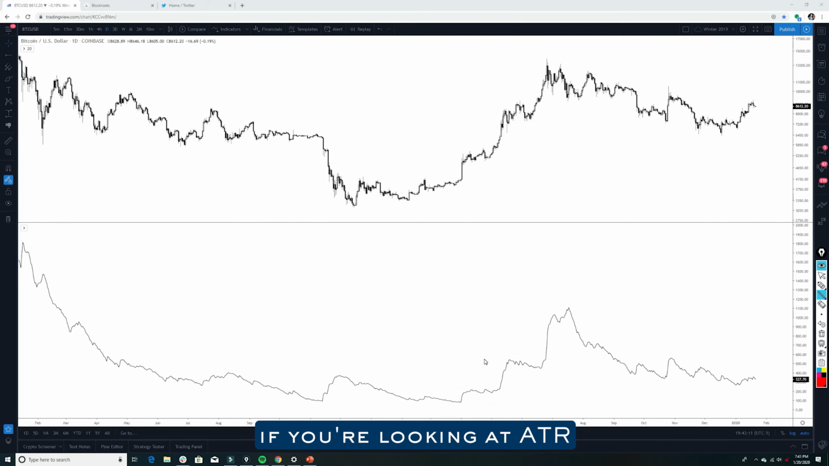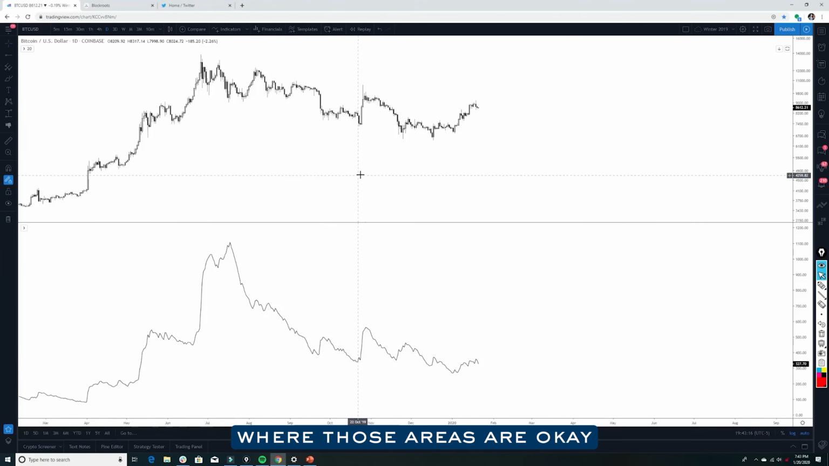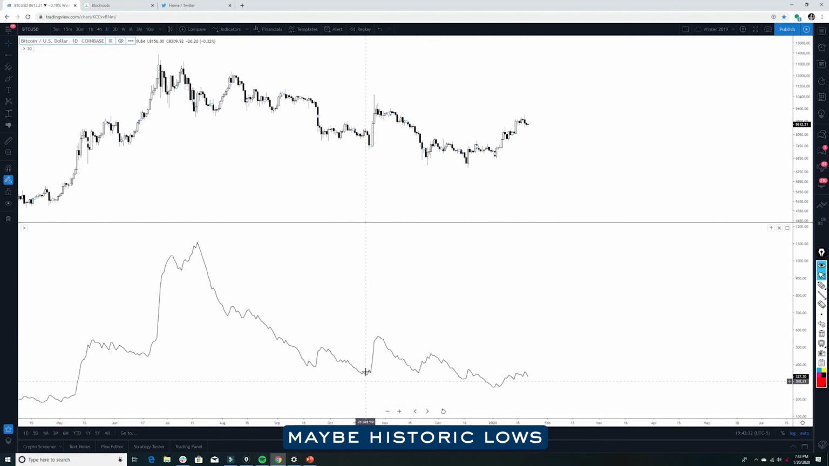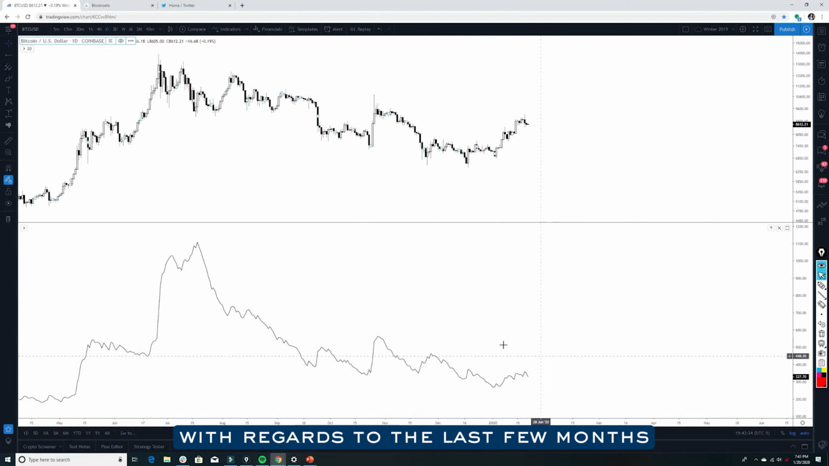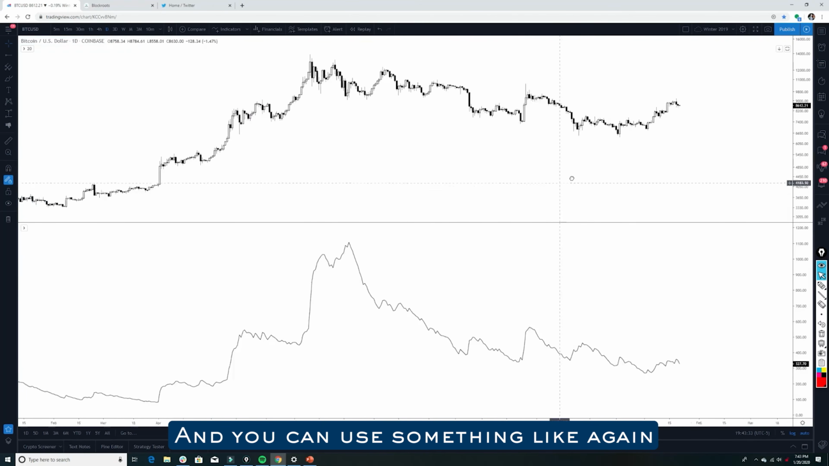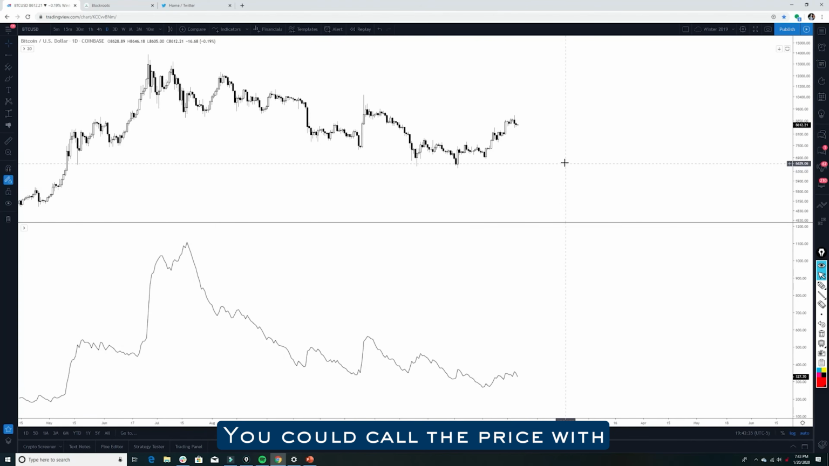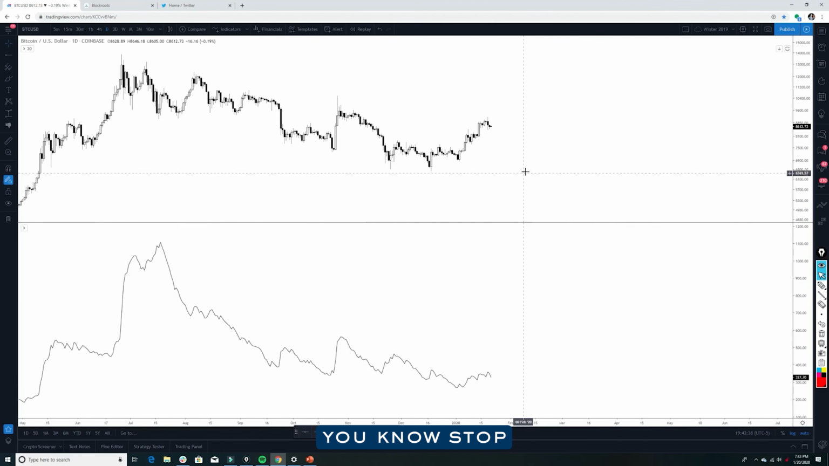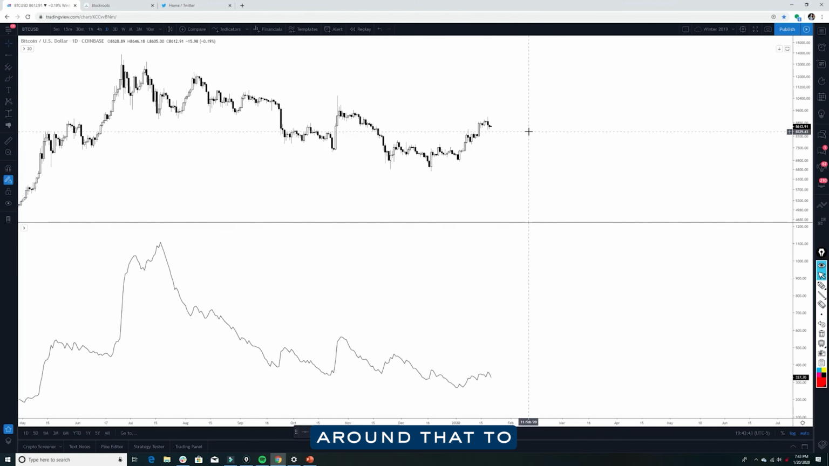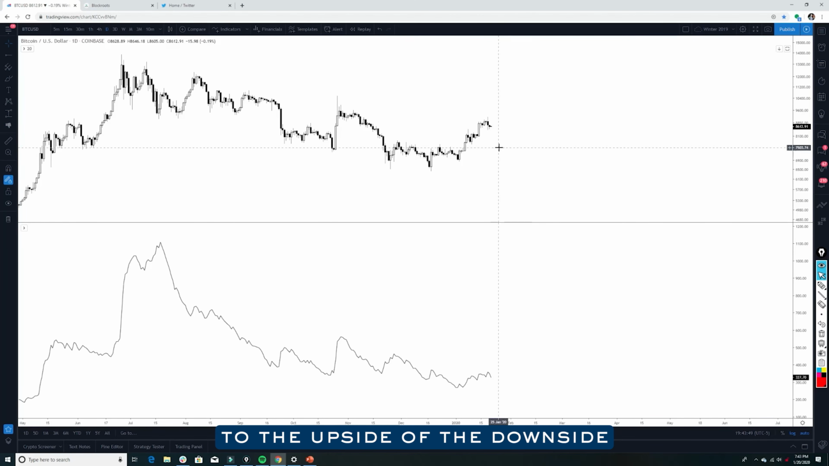So if you're looking at ATR, what you can do is have that edge in identifying where those areas are. And if we've been respecting them previously within the trend, maybe historic lows or more recent lows with regards to the last few months, we could be gearing up for a point where we're setting up for some type of expansive move. And you can use an options play, or you could collar price with stop market orders to buy and sell, and maybe even incorporate a certain amount of distance around that, based on the ATR, to have that breakout trade taken advantage of, whether it moves to the upside or the downside.